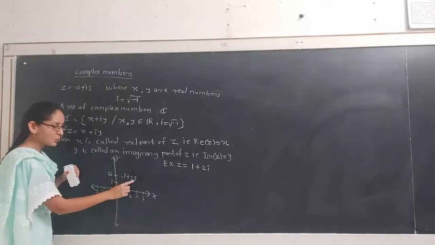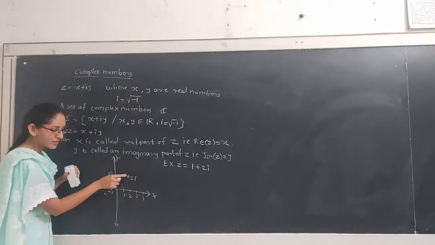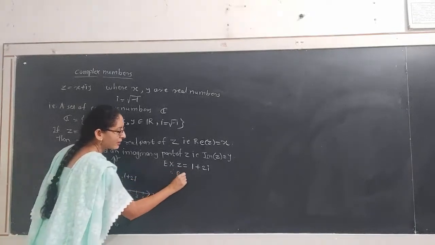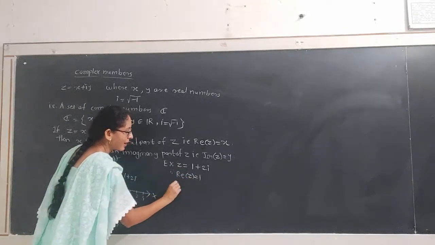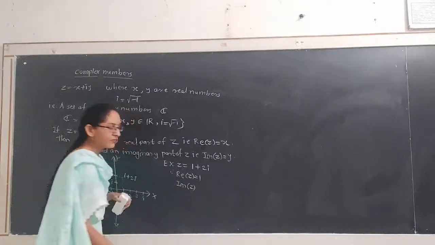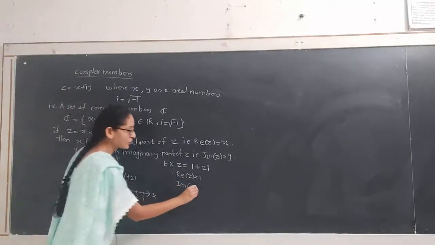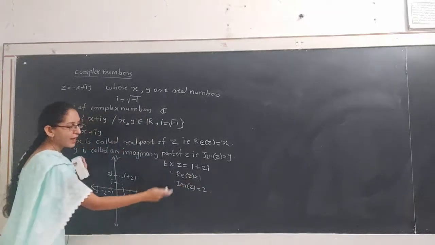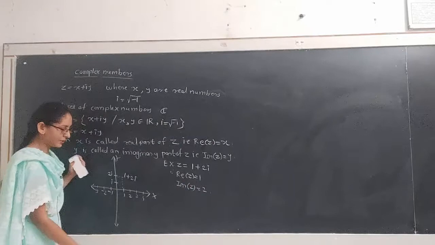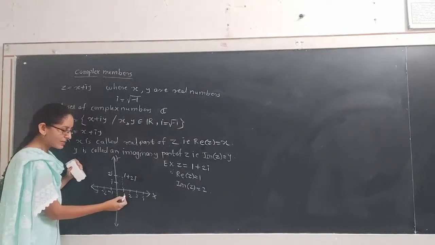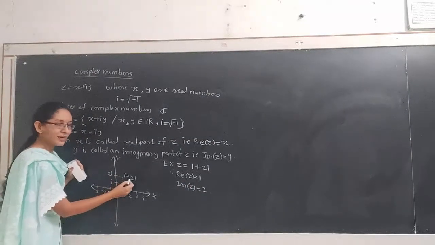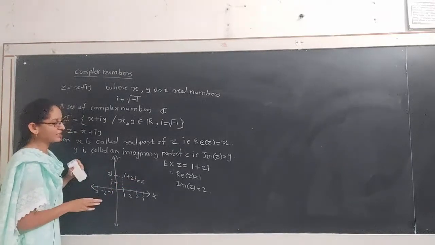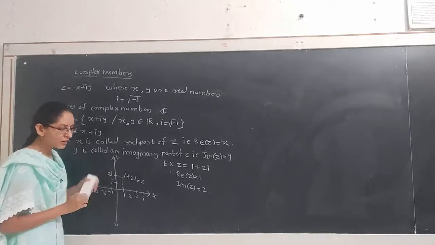This is the point 1 plus 2i, where the real part of complex number z is 1. Therefore, real part of z is equal to 1 and the imaginary part of z, which is the multiple of i, is 2. Imaginary part of z is the y coordinate and real part of z is the x coordinate. Hence, we have taken the x coordinate as 1 and the y coordinate as 2i and represented this complex number z. This is the geometrical representation of any complex number.